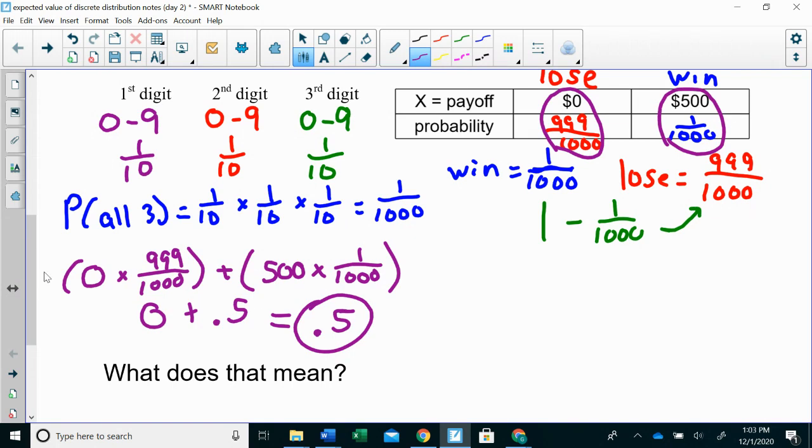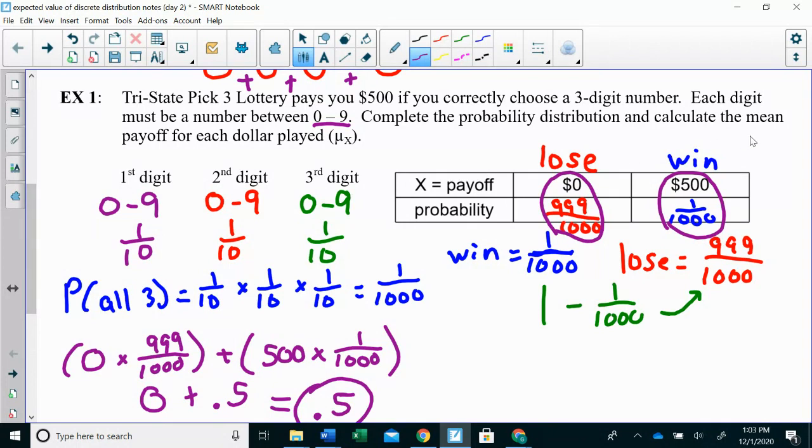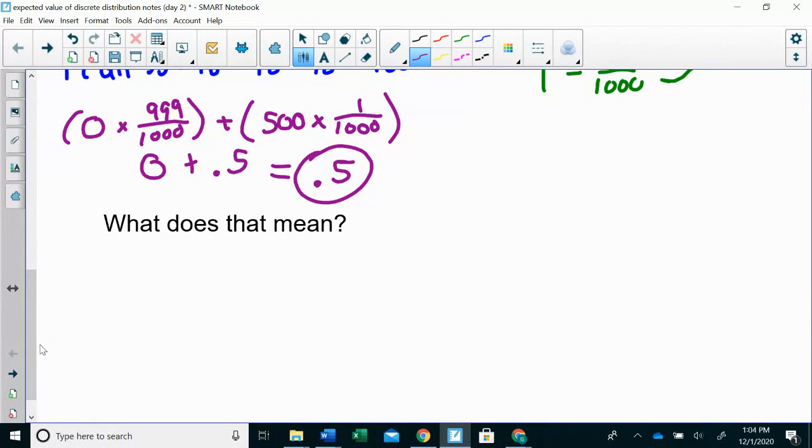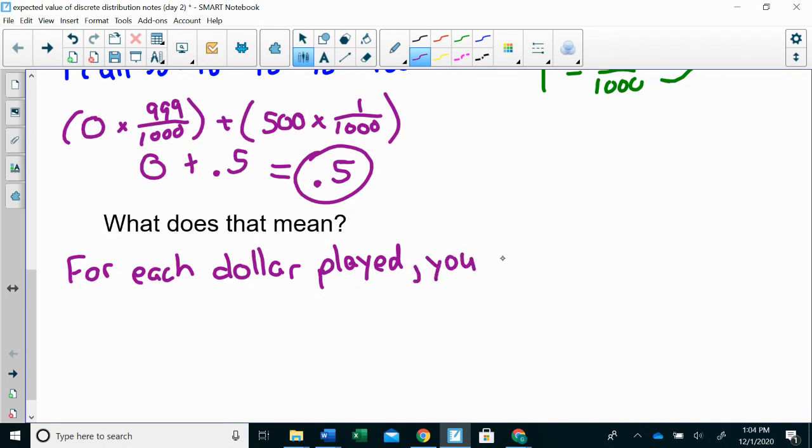So what does that really mean in the context of this problem? Well, it's asking us, calculate the mean payoff for each dollar played. So that 0.5 in the context of this problem means that for each dollar played, every time you spend $1 to play this lottery, you should expect to get back only 50 cents. 0.5 is 50 cents. So every dollar you play, you spend $1, you should expect to get back 50 cents.